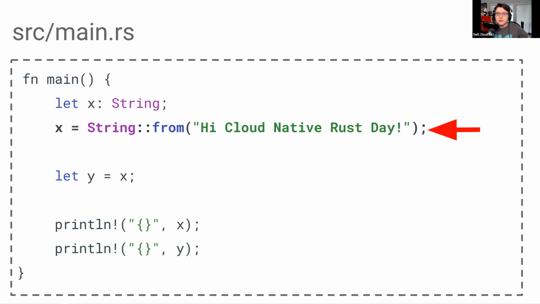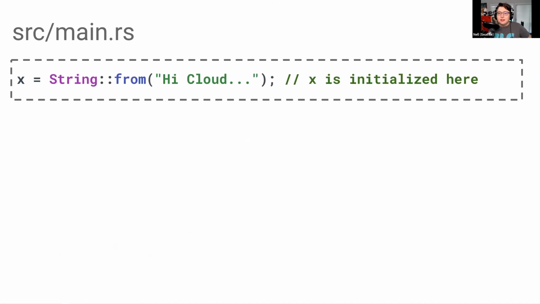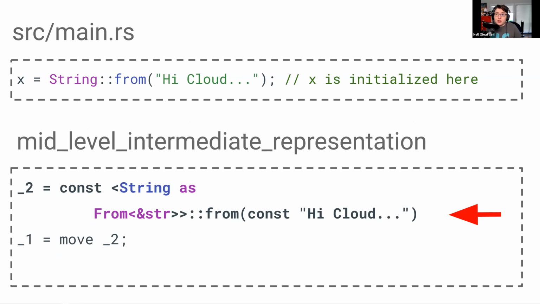Now let's look at this next line of code where we create x and assign it the "hi cloud native Rust day" string. Now that x has a value, it is considered initialized at this point. We create a new place in memory, local _2, where we store the "hi cloud native Rust day" string. Then we move the value, emphasis on the word move, stored at _2 to _1. Remember, _1 corresponds to the x variable. So we have created the string in memory and moved it to be the value of x.